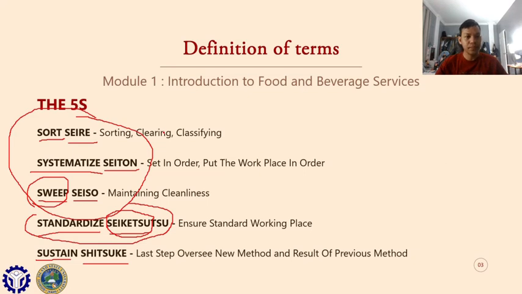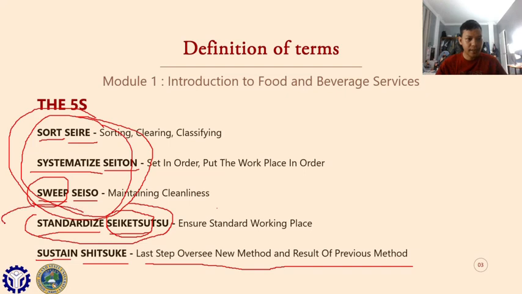Okay. And then the fifth one is sustain or shitsuki. This is the last step: oversee new method and result of previous method. Again, these three are the basic, and standardize makes sure that these three must take place, must be in order. They must follow what is set up by the owner. They call it SOP, standard operating procedure.